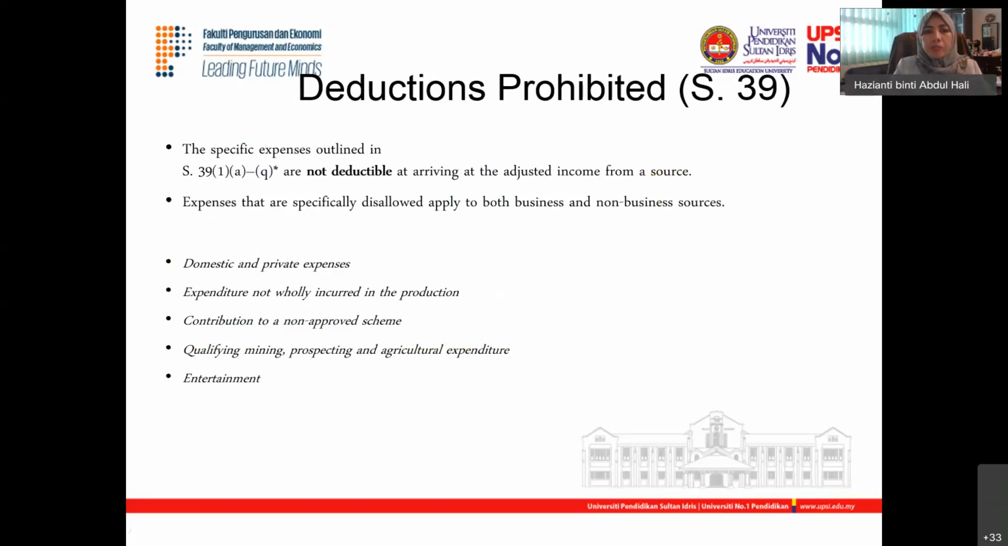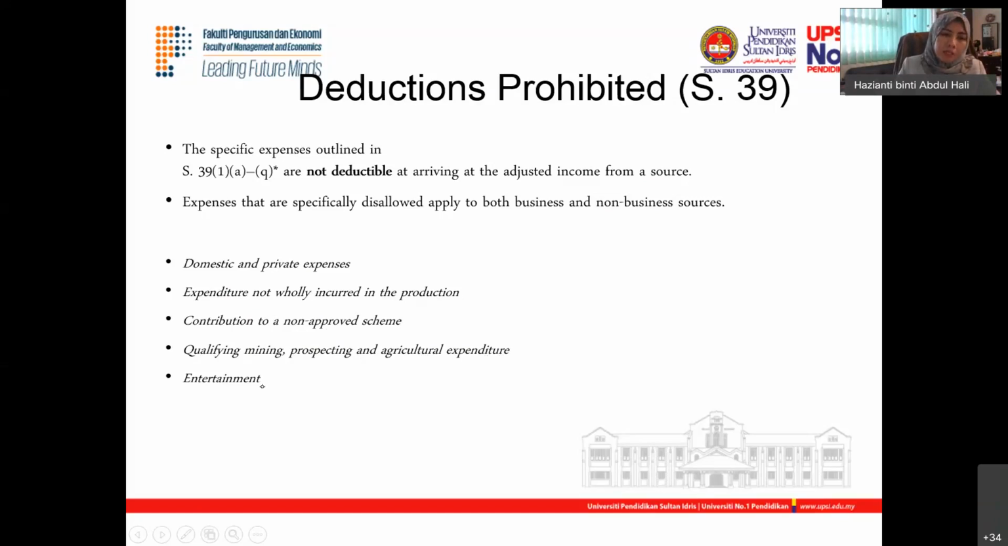Alright, deductions prohibited. Ini memang tak boleh deduct. For example, domestic and private expenses. Of course lah, cannot lah kan, because this is about business deductions. Expenditure not wholly incurred in the production. Contribution to a non-approved scheme. This is also applicable to non-business income. If the contribution or donation made to non-approved institution, kita tak boleh tolak. Qualifying mining, prospecting and agricultural expenditure. Okay, ini bukan di bawah deductions. This will be under capital allowance nanti.